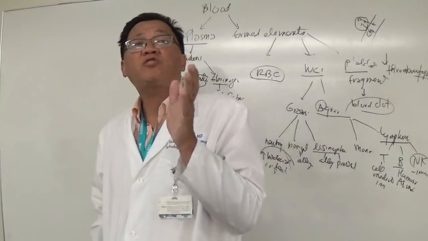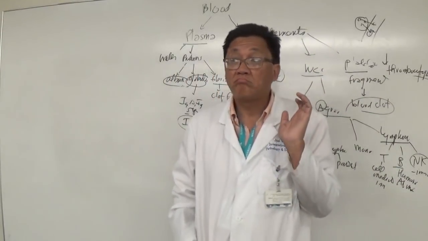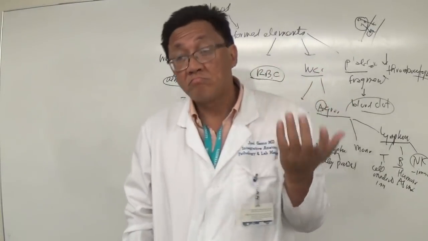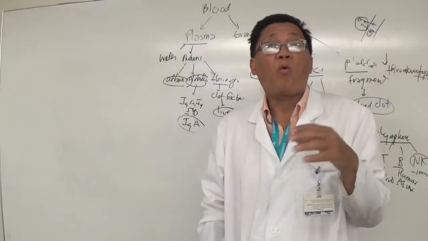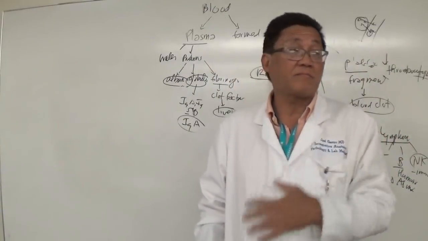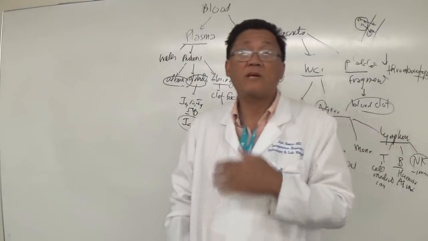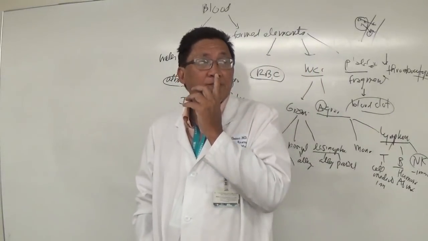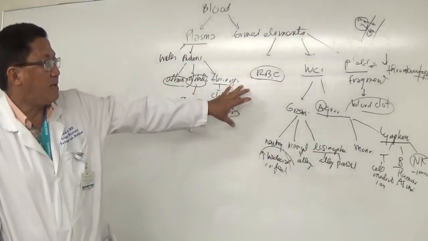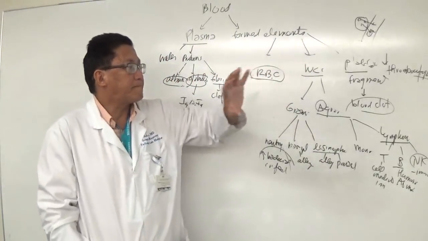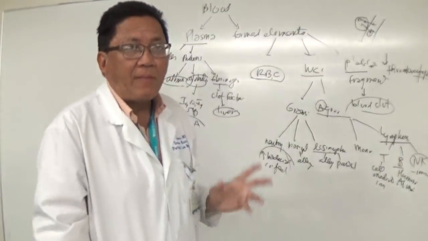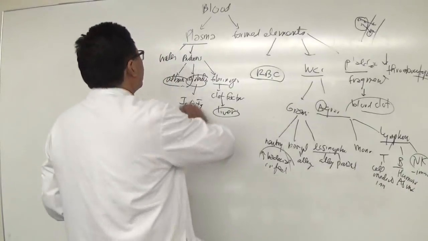So what do you call the condition when the red blood cell count is low? Anemia. What do you call the condition when the red blood cell count is high? Polycythemia, right? Simple, okay? Do you understand, class? Okay, now, we talked about the red blood cell, we talked about the white blood cell, platelet. Blood typing. The blood type of a person is based on what?